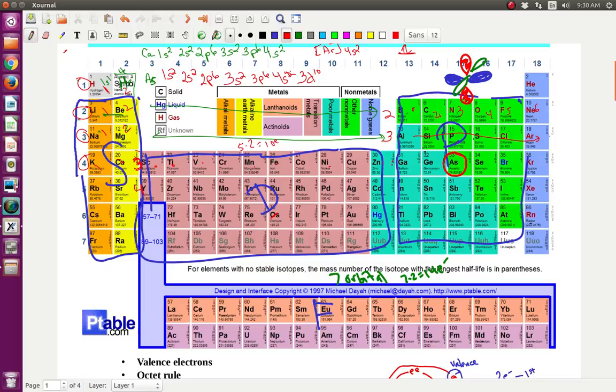But on this side, it goes back up a level, so we're at energy level 4 again. 4, and in the middle it's a p. 4p, 1, 2, 3. 4p3. So that is the electron configuration.